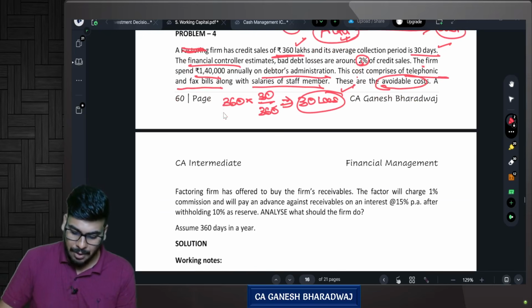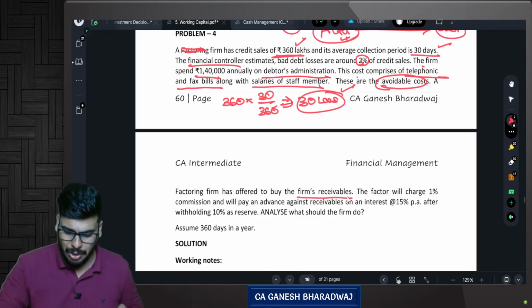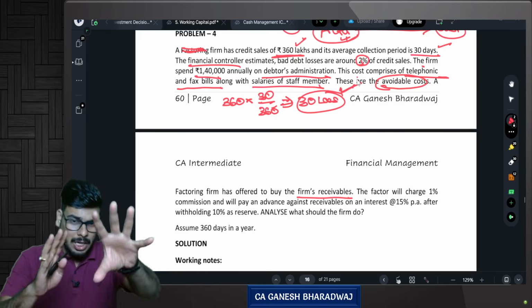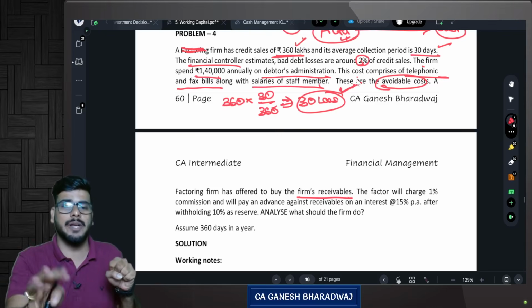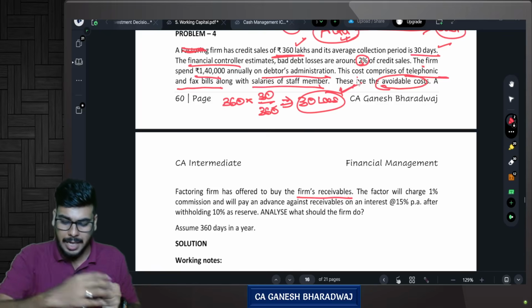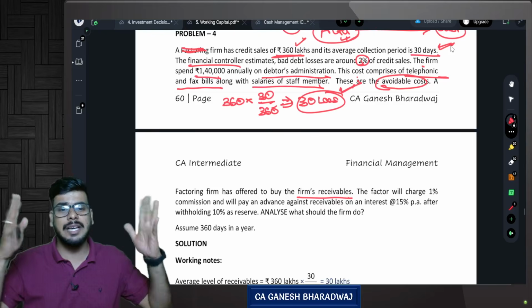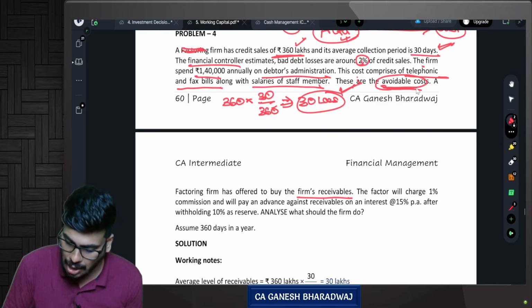Now, a factoring firm has offered to buy the firm's receivable. Now, what this factoring firm says, look, 30 lakhs is your receivables. We will buy it from you. Meaning what? We will be the owners of this 30 lakhs. We will pay you some money today itself. At the end of the credit period, at the end of 30 days, we will collect it from the debtors. If there is any bad debts, we will bear it. Are you clear with this? How do we know they are bearing it? They are saying it's all avoidable cost.